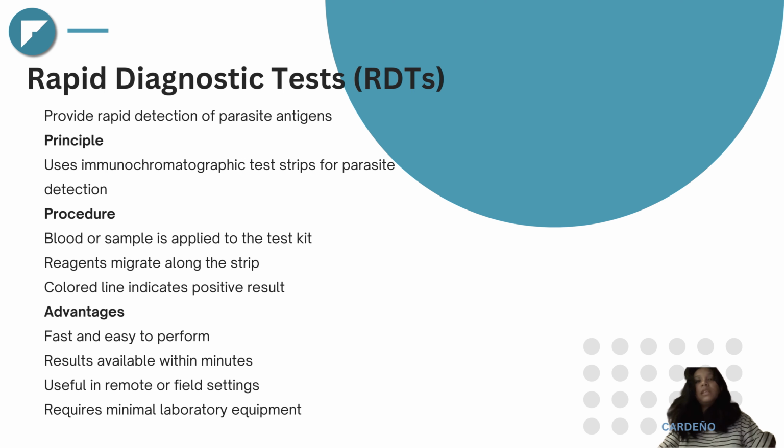Advantages include speed, ease of use, and minimal equipment requirements. Results are available within minutes, making RDTs especially valuable in remote areas. For example, malaria RDTs are widely used in endemic regions where laboratory facilities are limited.